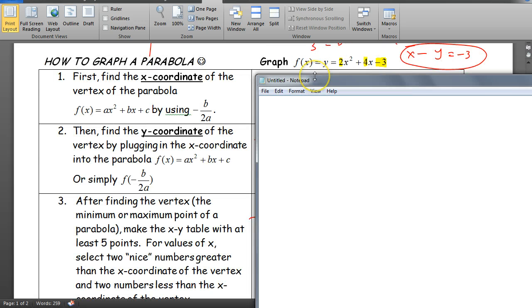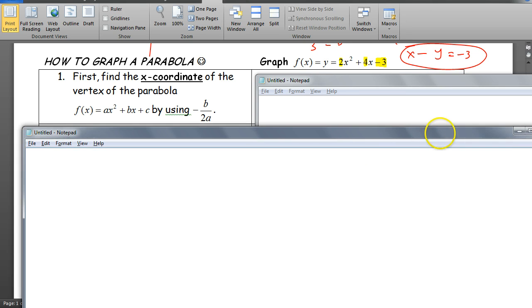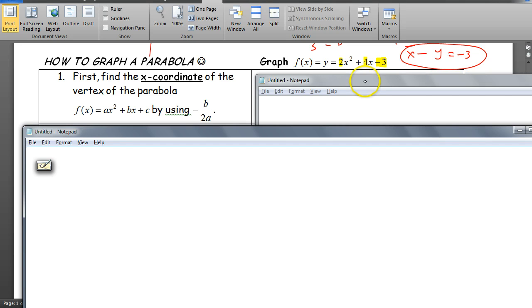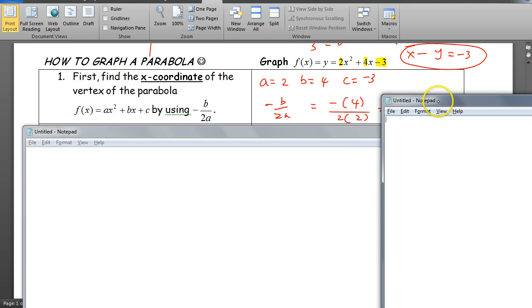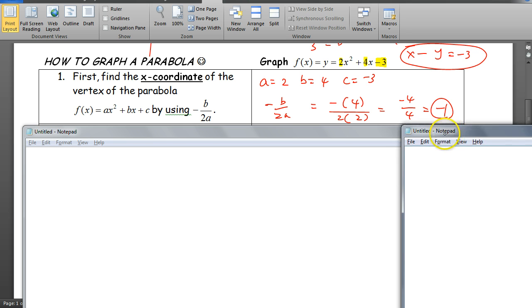Okay? So this is what we've been working on a lot lately: graphing a parabola. So we're graphing y equals 2x squared plus 4x minus 3, right? So we have to find the what? First, it says find the x-coordinate of the vertex, right? And of course, what is your a in this case? 2. What is your b? 4. What is your c? -3. So when you plug into -b over 2a, by the way, did you all use parentheses like this? What do we get when we plug in? -1. Okay? So that's the x-coordinate of my vertex.